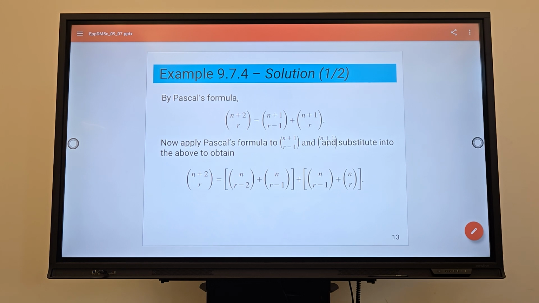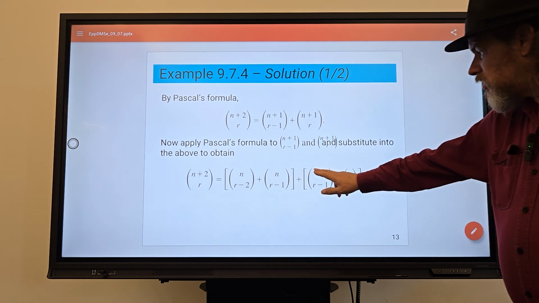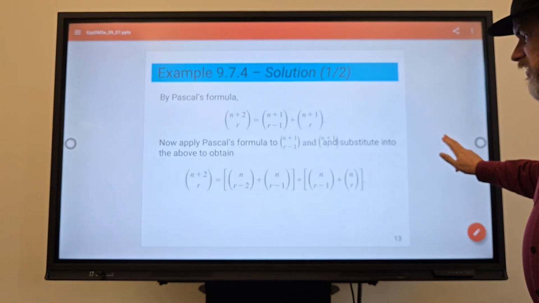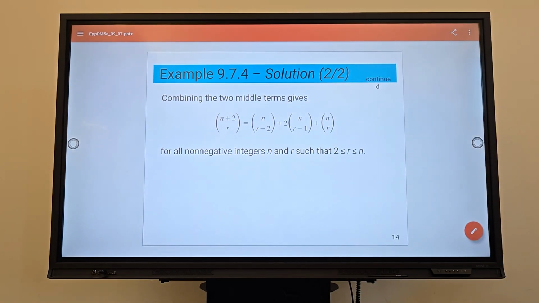Now apply Pascal's formula to n plus 1 choose r minus 1 and n plus 1 choose r, and substitute into the above to obtain this monstrosity. So you notice these two elements are the same. They can be added together. Combining the two middle terms gives n plus 2 choose r equals n choose r minus 2 plus 2 times n choose r minus 1 plus n choose r for all non-negative integers n and r, such that r is between 2 and n.